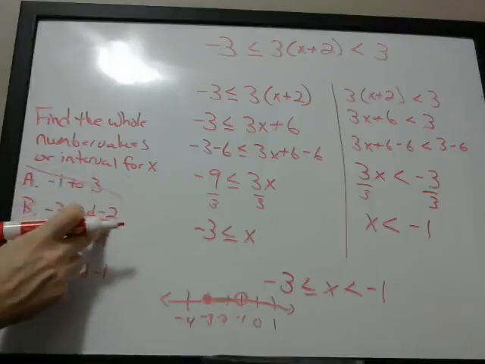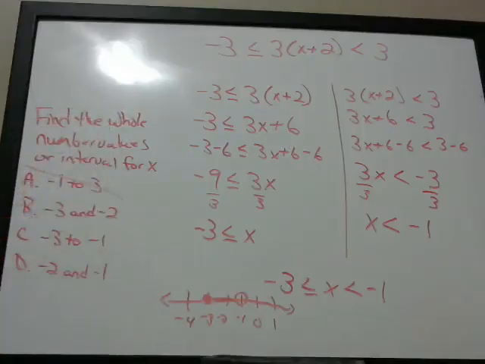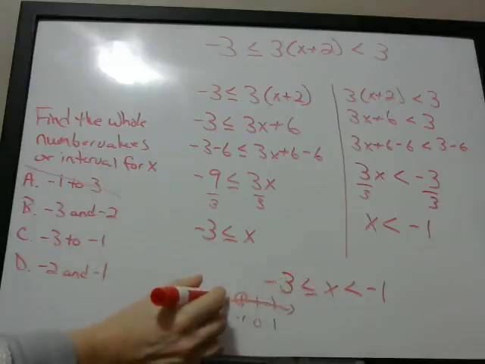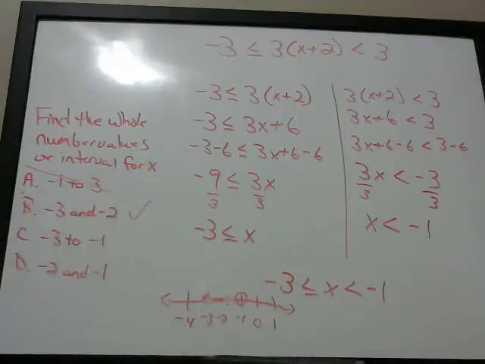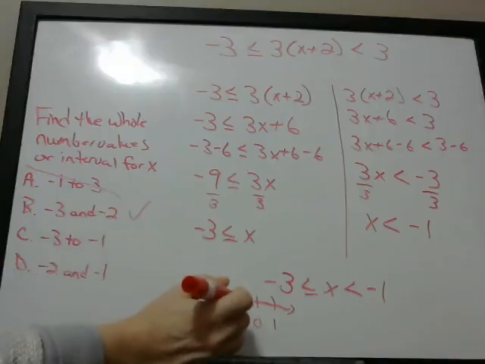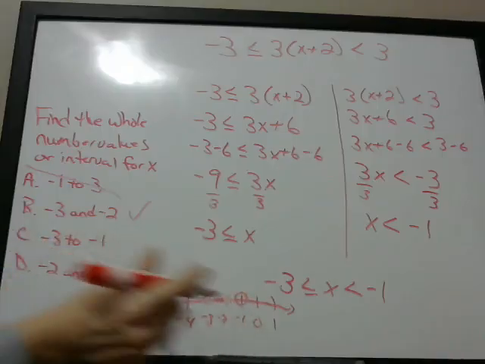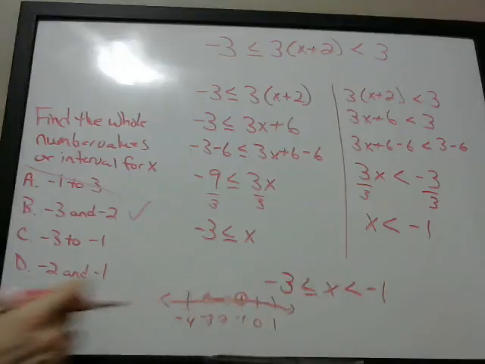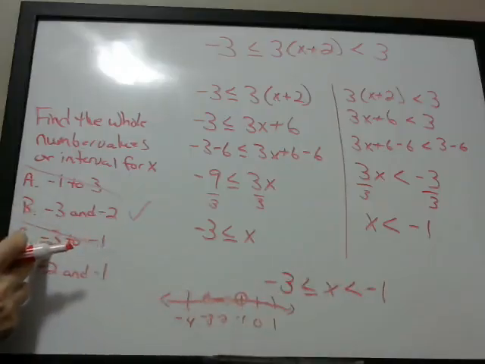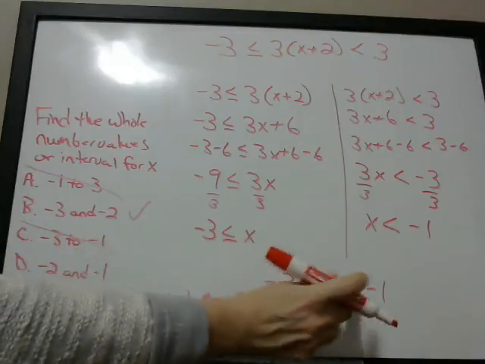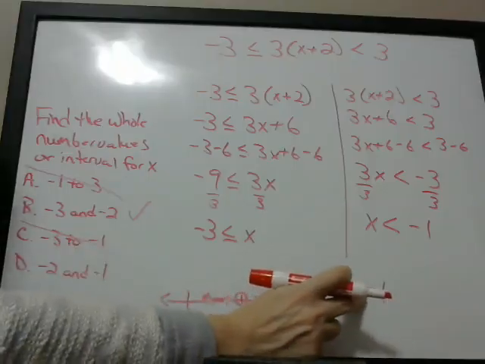B is negative 3 and negative 2, meaning those are the two whole numbers that fit. Negative 3, well, that fits because x can equal negative 3 and negative 2. So this actually is the right answer, but we'll look at the last two as well. Negative 3 to negative 1, that means it's the interval negative 3 to negative 1. But because it can't equal negative 1, this is a less than negative 1. This is not a right answer either, because this is saying that it can equal negative 3 and it can equal negative 1, and it can't. Only if this was a less than or equal to sign, but it's not a less than or equal to sign.